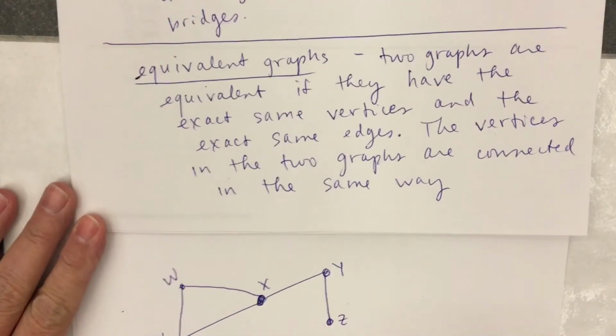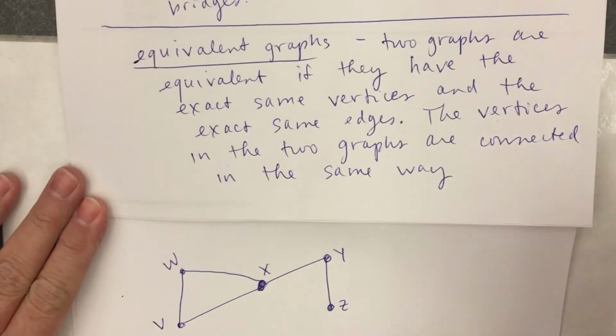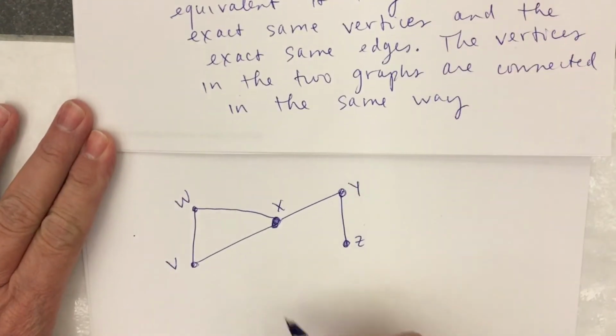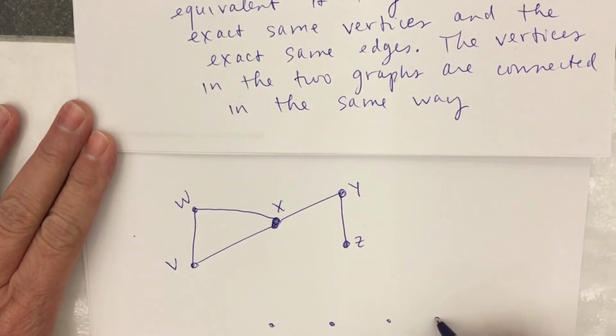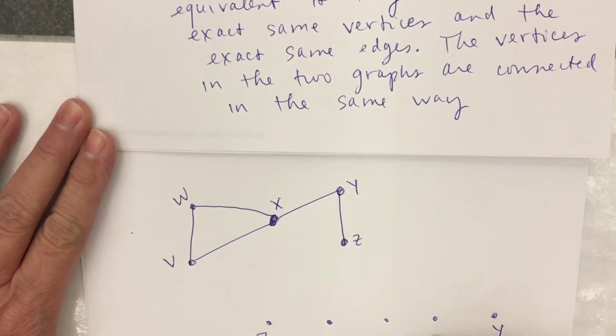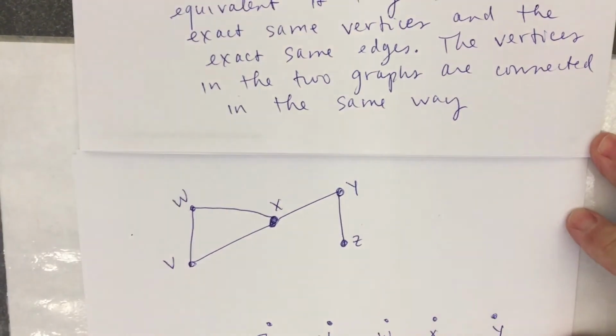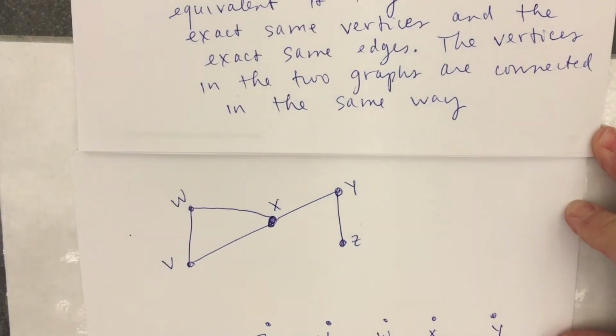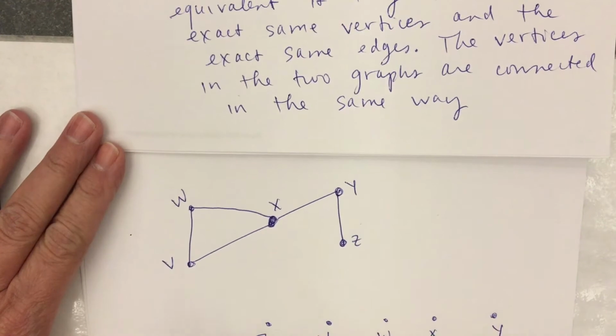Some of the ones on the computer, they'll draw them in a straight line. 5 vertices. I'm going to put Z and Y on each end. I'll put X here, W, and V like that. They don't have to look exactly alike to be equivalent.